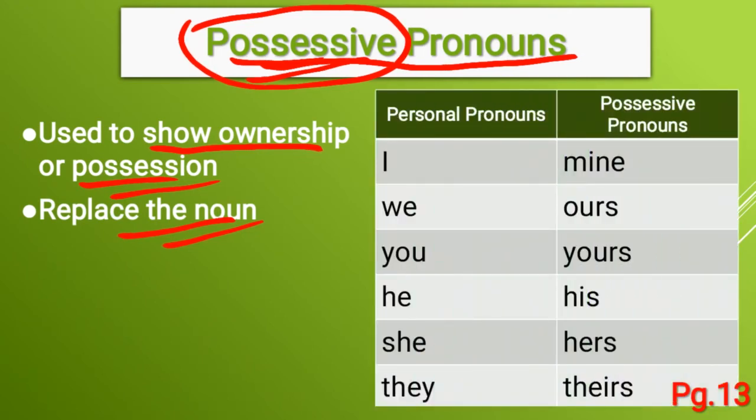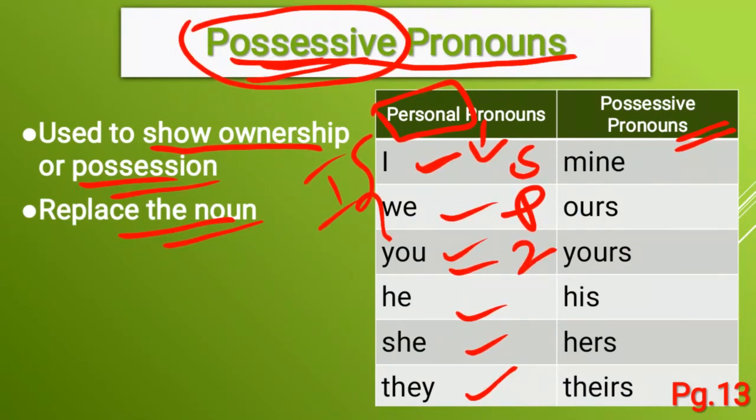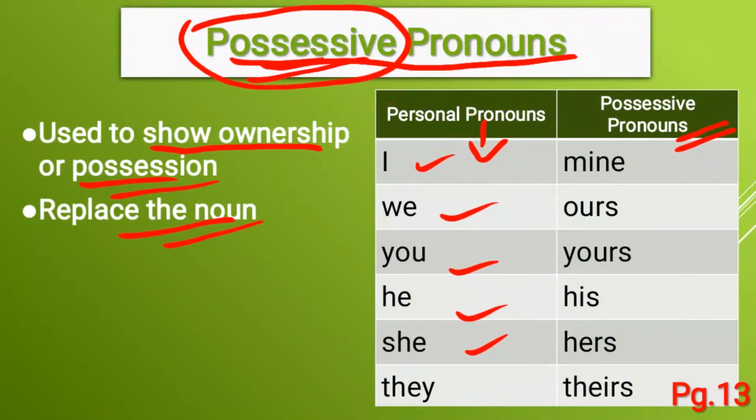Okay. Here are given some possessive pronouns for the personal pronouns. You know that I, we, you, he, she, they. These are personal pronouns, isn't it? This is first person singular, first person plural. This is second person, and these are third person. You know that, isn't it? Don't forget that. Very easy. Okay, children? So let's see some possessive pronouns for these personal pronouns.